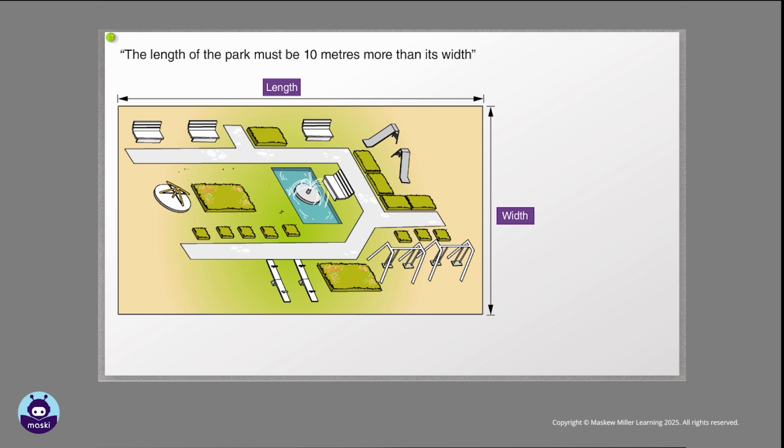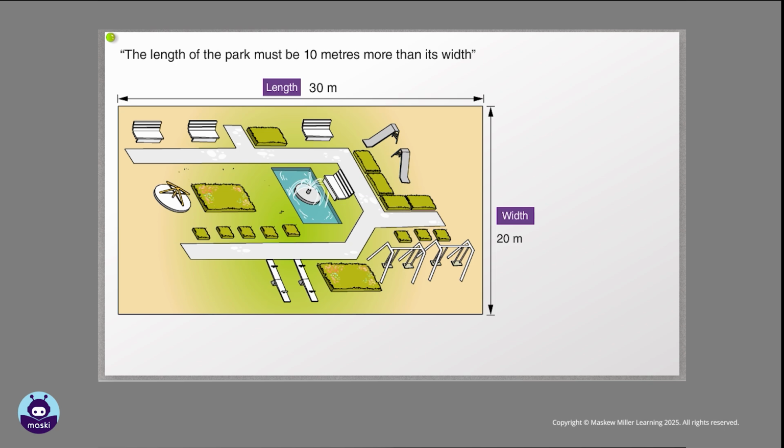First, we verify that the relationship is indeed a function. For any given width, say 20 meters, the length is 10 meters more than the 20 meters. Therefore, it is 30 meters. It cannot be any other value if we choose that particular value of width, that is 20 meters. This relationship is a function.